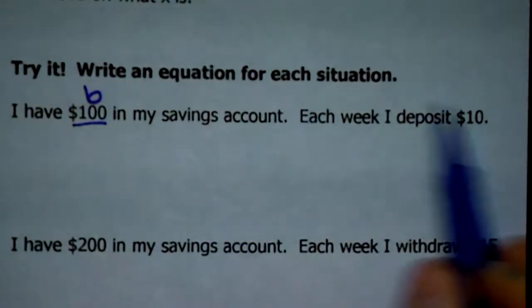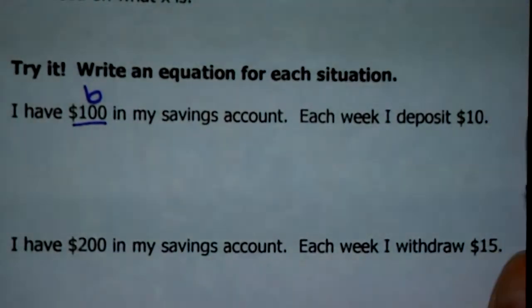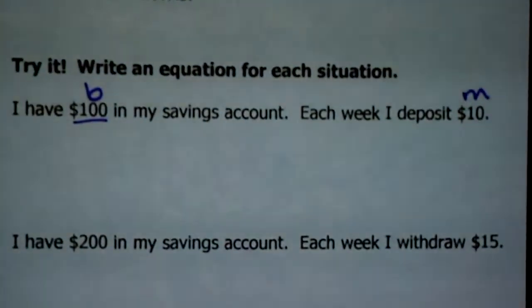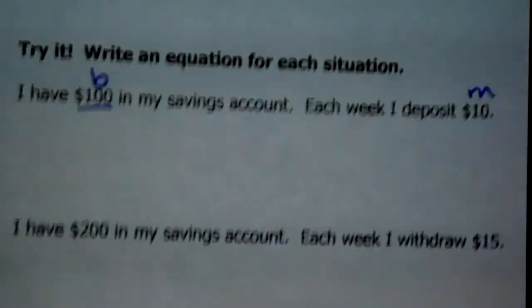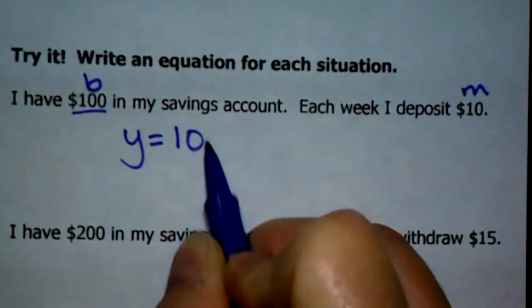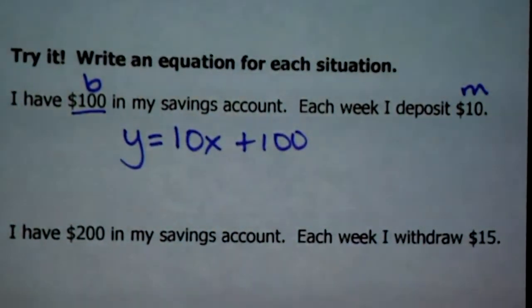And the number that it's going to go up or down by, it says each week I deposit $10. That means every week this is happening over and over again. So it's going to go up by 10 because deposit means put the money in. So that's your m. If you know your b and you know your m, all you need to do now is replace them in y equals mx plus b. y equals 10x plus 100. It's that simple.